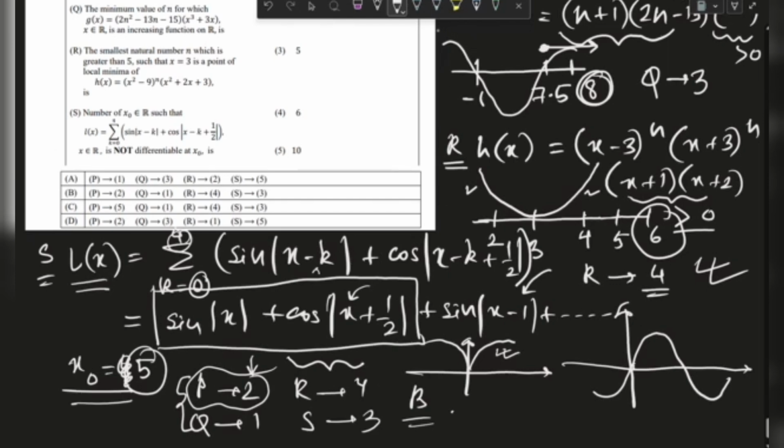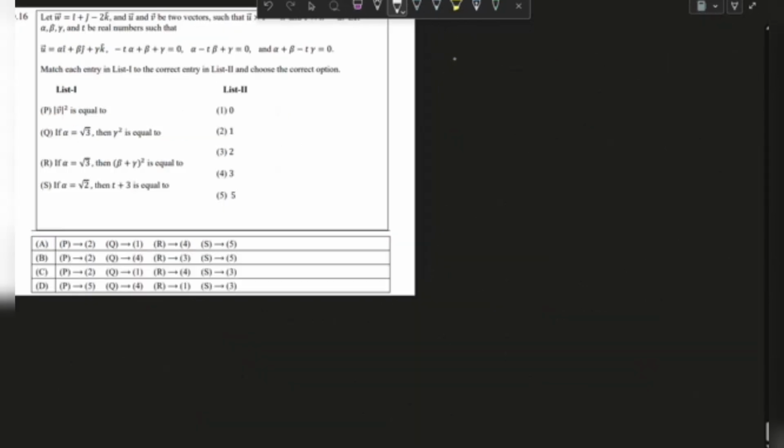So yeah, now let's proceed to the final question. This is the final question of this paper 1, and basically this was a very interesting question because not only is it interesting, it also involves the concept of vector triple product, so you need to know that.